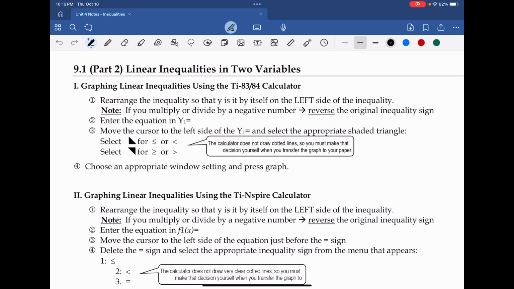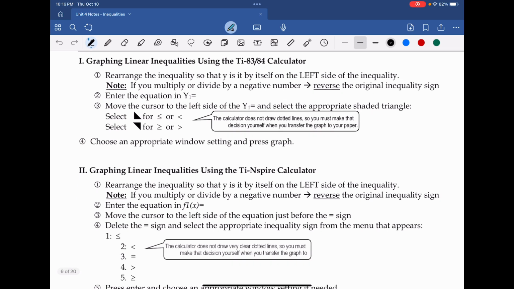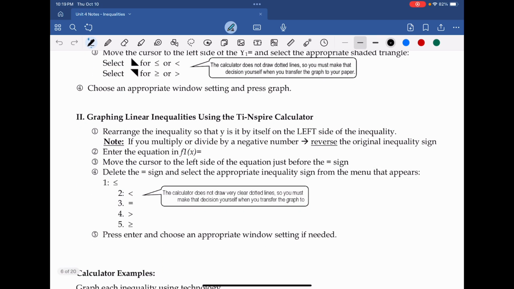Okay, now in terms of graphing linear inequalities on the TI Inspire, that's going to be a little different. It's a little nuanced. If you would like to go through this, go through this if you have the Inspire. For lots of you, you don't have the Inspire, so you don't need to worry about this. Inspires are one of the more rare calculators. People do have them, but if you do have one, follow these instructions to graph your inequality.